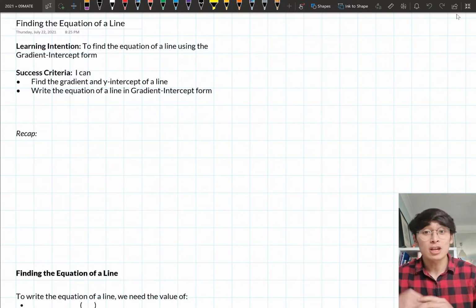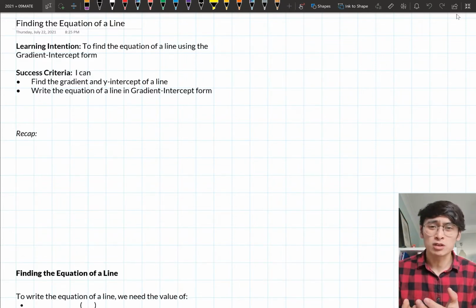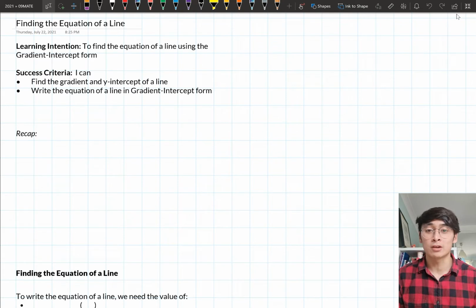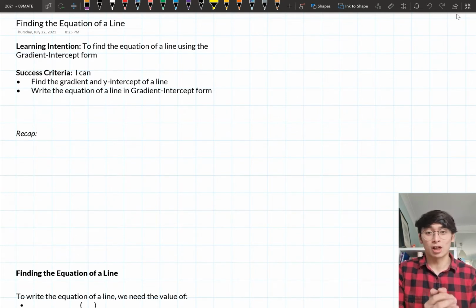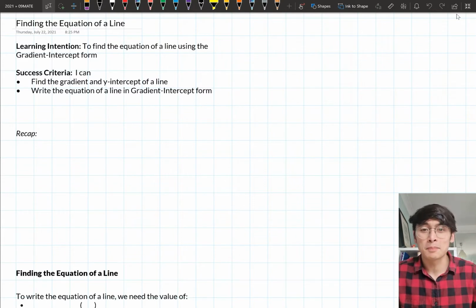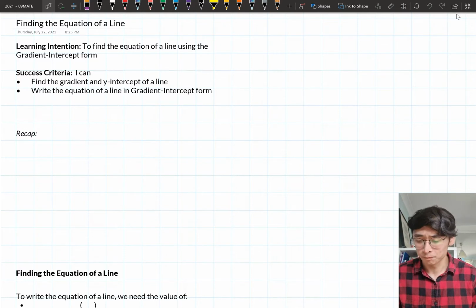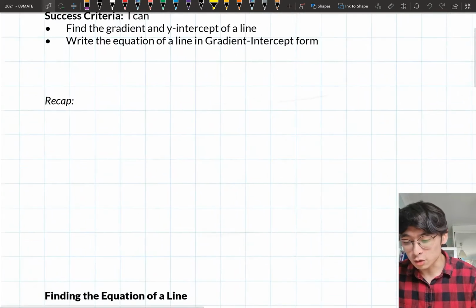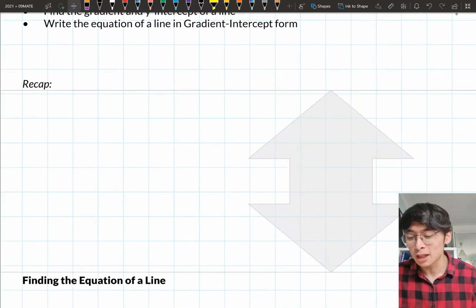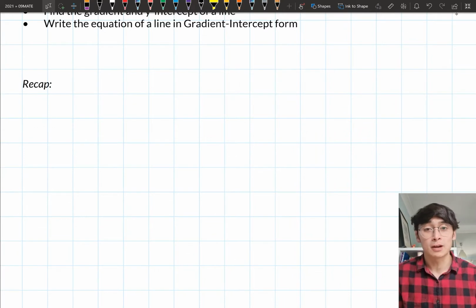Now this lesson is actually going to pull together a lot of the stuff that we've looked at throughout this topic of linear relationships, in order to find the equation of a line. So I need you guys to think back to some of the earlier lessons that we had in this topic as well. So before we do that, let's do a quick recap of what we've done in this topic. And in particular, I want to draw your attention to a few things that we've done.